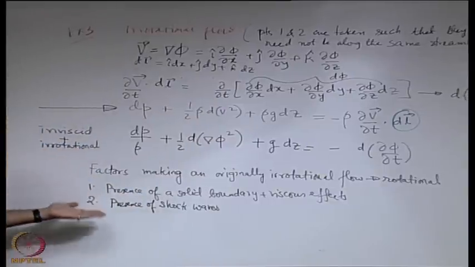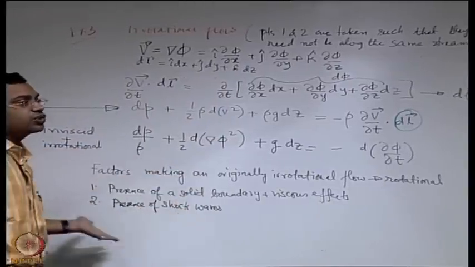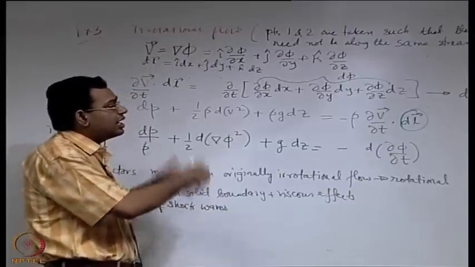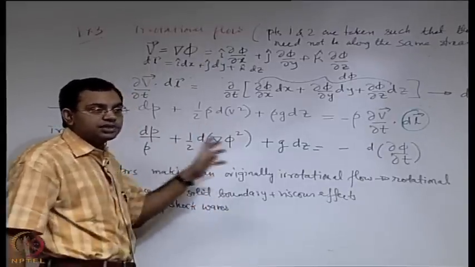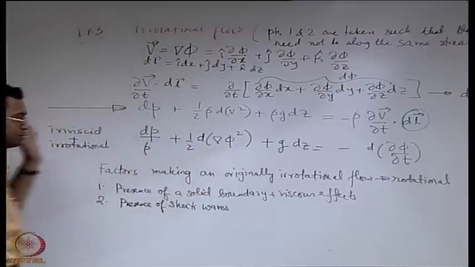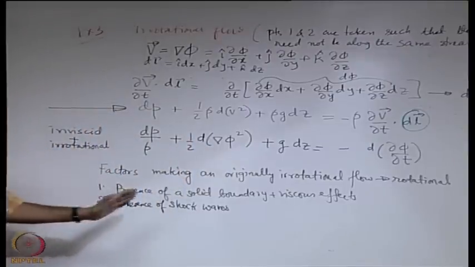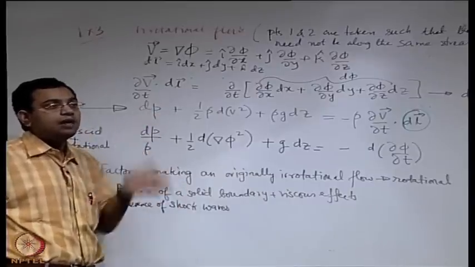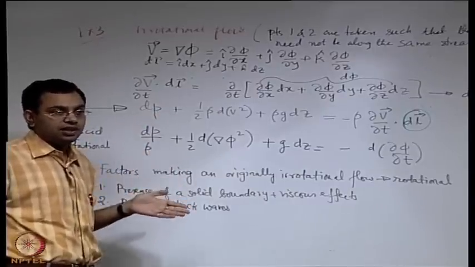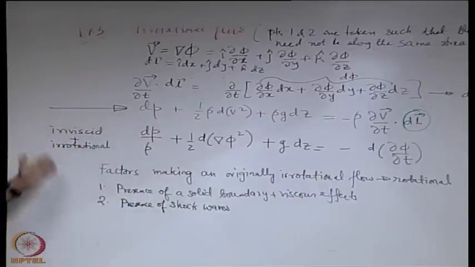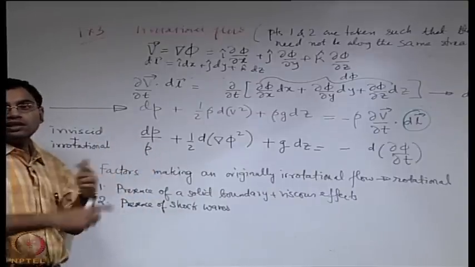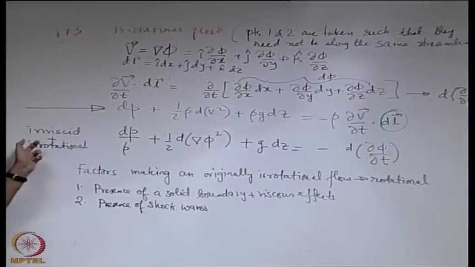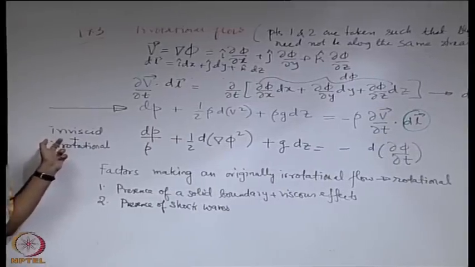Now the detailing of how shock waves take place we are not going to discuss here, it is an entire specialized discussion on compressible flows, but at least we will try to appreciate that these are situations where there can be abrupt jump discontinuities in fluid properties, and those are the situations where an originally irrotational flow may become rotational even if viscous effects are not otherwise important.